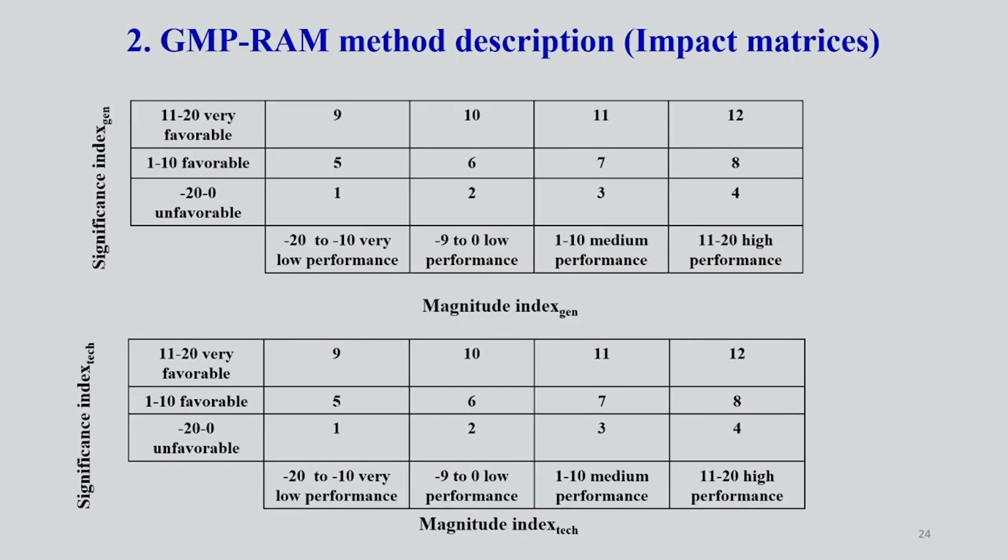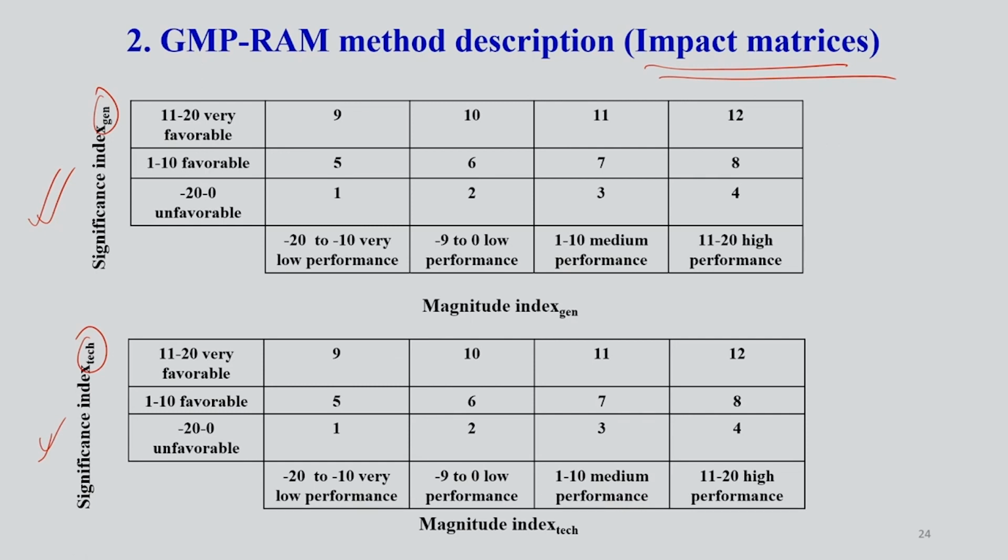Now, a little bit on impact matrices, how it actually takes place. If you see, there are two significance indexes, one general and another technical. In case of the general significance index, if you get 11 to 20, then it is very favorable, 1 to 10 favorable, and 0 to minus 20 is unfavorable, which we call very low performance.